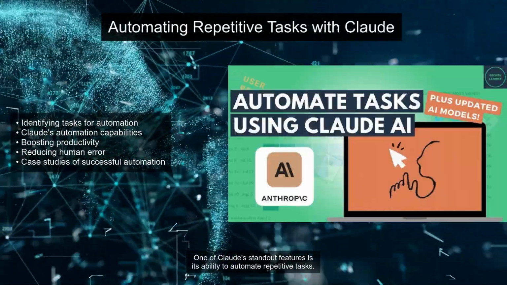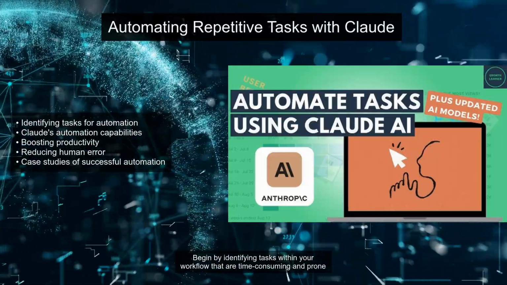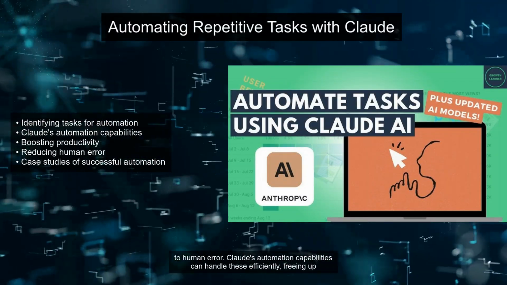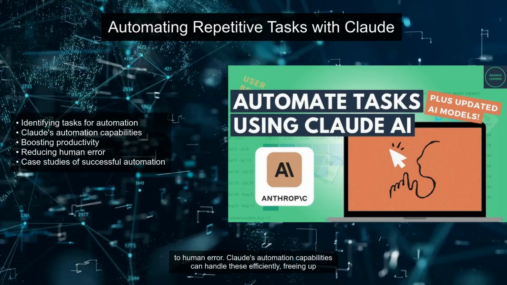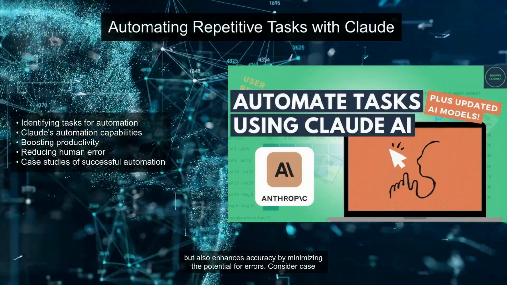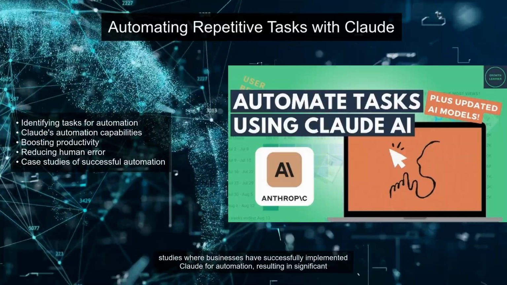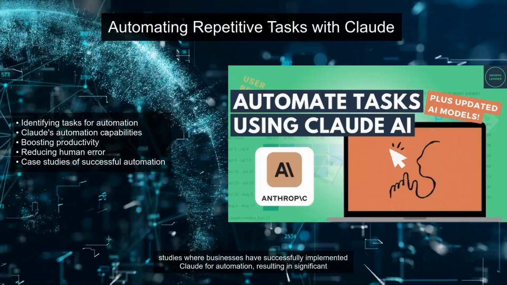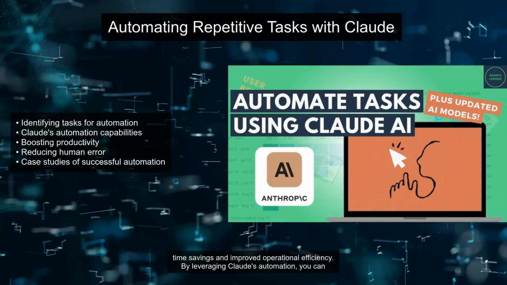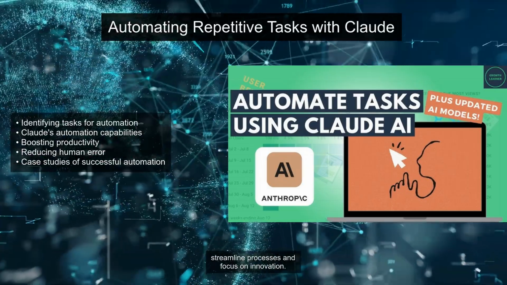One of Claude's standout features is its ability to automate repetitive tasks. Begin by identifying tasks within your workflow that are time-consuming and prone to human error. Claude's automation capabilities can handle these efficiently, freeing up valuable human resources for more strategic initiatives. Automation not only boosts productivity but also enhances accuracy by minimizing the potential for errors. Consider case studies where businesses have successfully implemented Claude for automation, resulting in significant time savings and improved operational efficiency. By leveraging Claude's automation, you can streamline processes and focus on innovation.